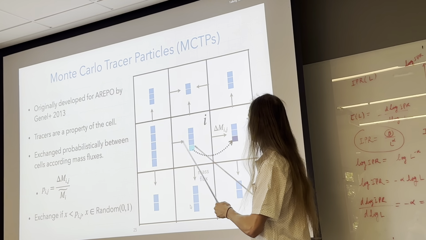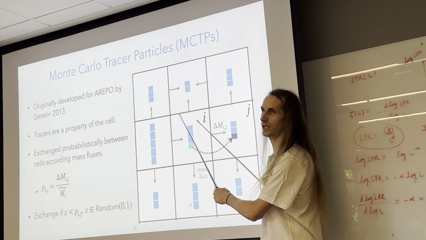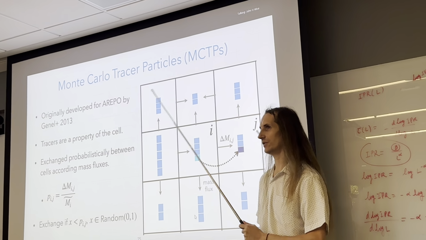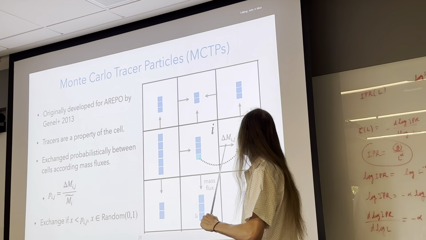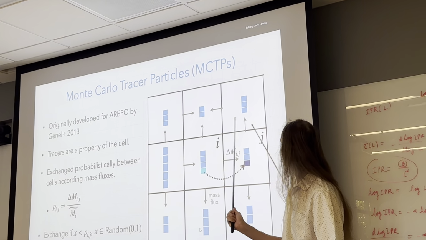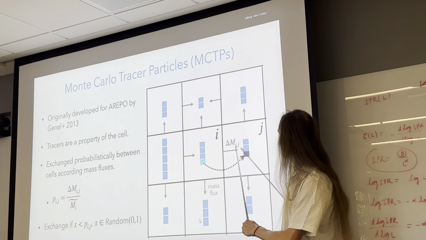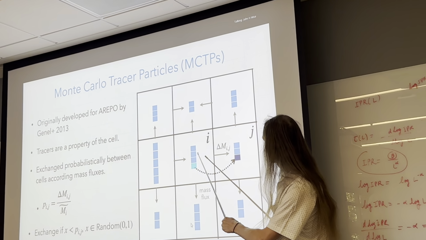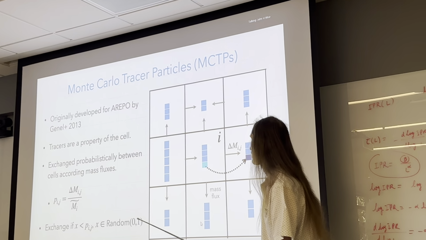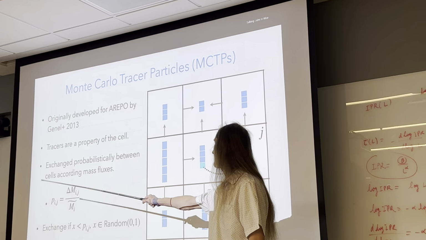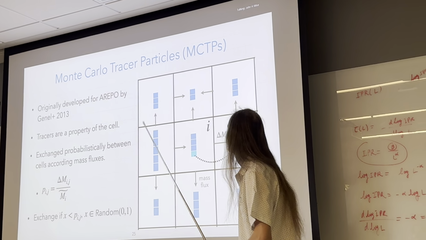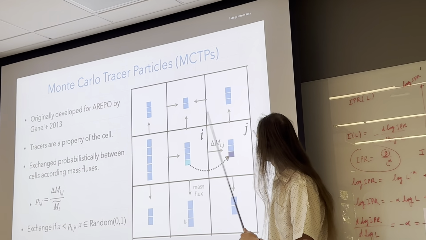You can think of them as existing at the center of the cell, but really each cell in the simulation just contains a list of particles. The way that they're advected from one cell to another, from cell I to cell J, is based on the mass flux leaving cell I through the cell wall into cell J. The probability is given by the mass leaving cell I into cell J divided by the mass of cell I. And these are randomly sampled.